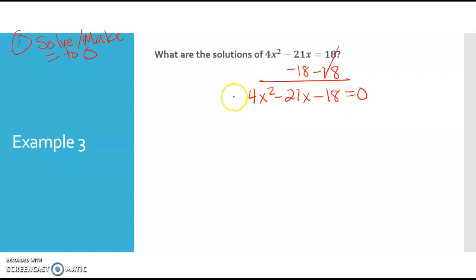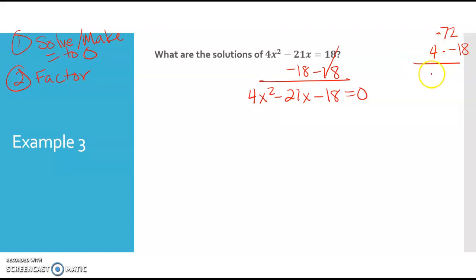Double check, make sure nothing comes out of all 3. If the 4 was a 3, we'd be in luck, but it's not. So step 2 is to factor. In this case, we're going to have to use that AC method, right? So we're going to get 4 times that negative 18. So that's 72, negative 72.